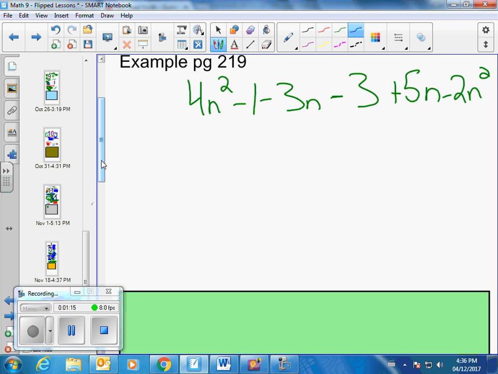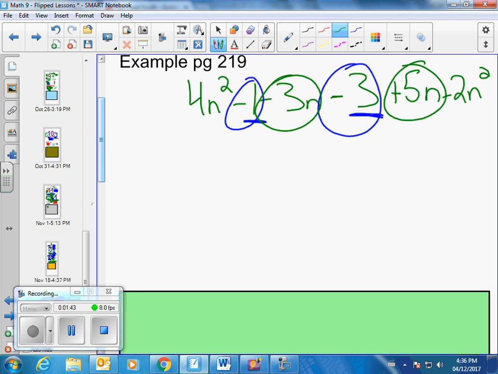So what I'm looking for first off is any numbers that don't have any variables attached whatsoever. So I have -1, because you include whatever operation is in front, and -3 are going to be my two numbers there. The next thing I'm looking for is any terms that have just a single variable attached. So I actually have -3n and positive 5n that can be grouped together. And then the last one is any terms that have variables with similar exponents. So I have 4n squared and 2n squared.